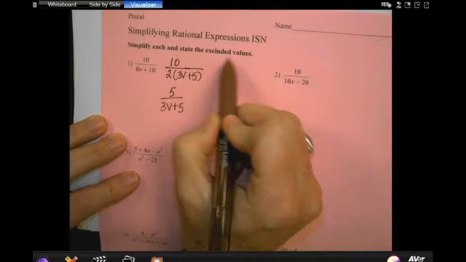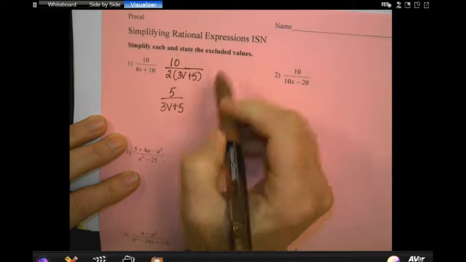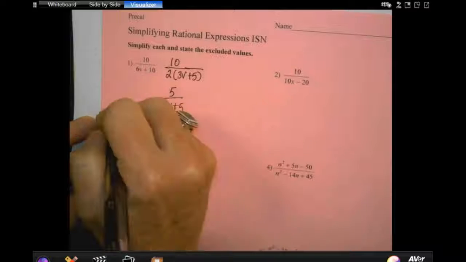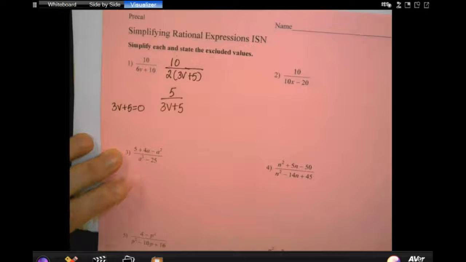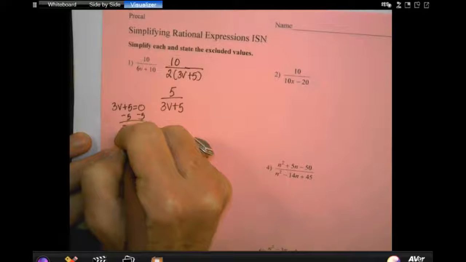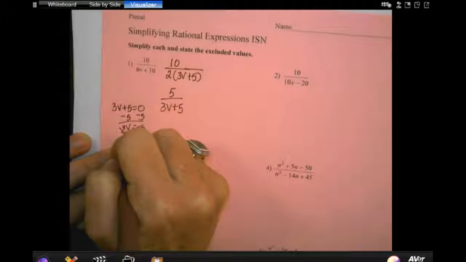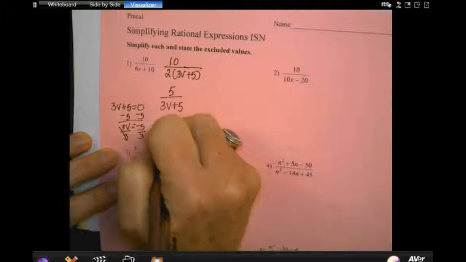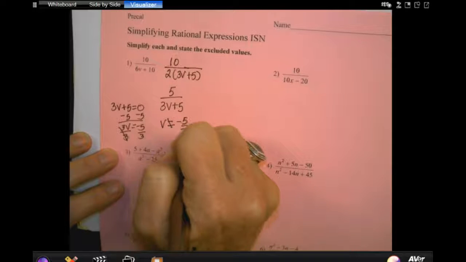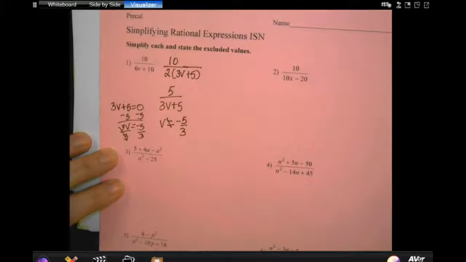So that's the reduced rational expression. But now I need the excluded value, and the excluded value is what makes the denominator 0. If 3v plus 5 is equal to 0, I subtract the 5 and get negative 5, and divide by 3, so v equals negative 5 over 3. So v cannot equal negative 5 over 3, because that makes the denominator 0.